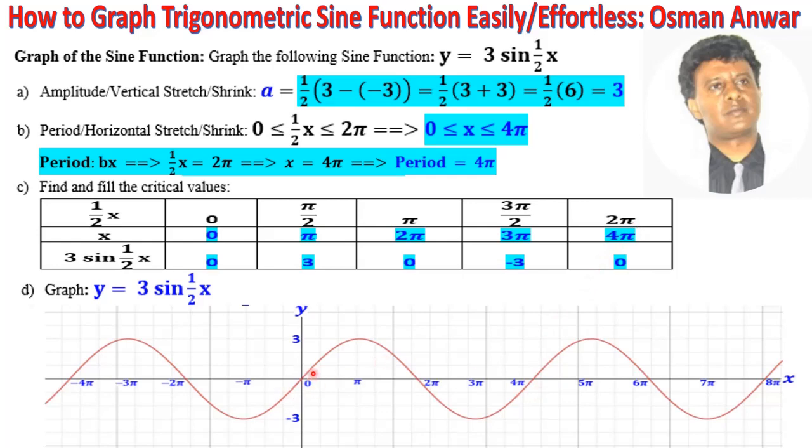And you connect these points and you get one complete cycle. This is a sine function that repeats itself every period. So this is one period. The second period is from 4 pi to 8 pi, and it continues to infinity. And from 0 to negative 4 pi, it repeats itself to negative infinity. And that's how you graph a sine function effortlessly.